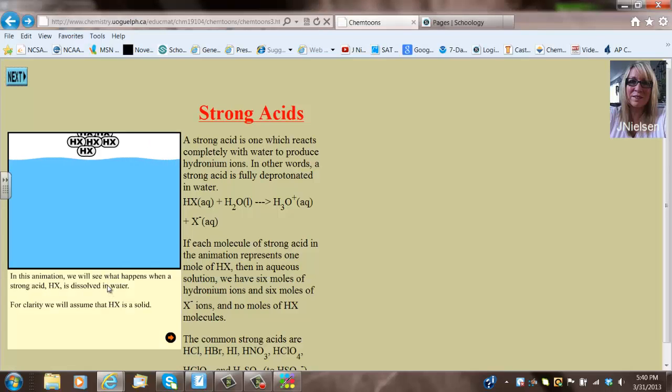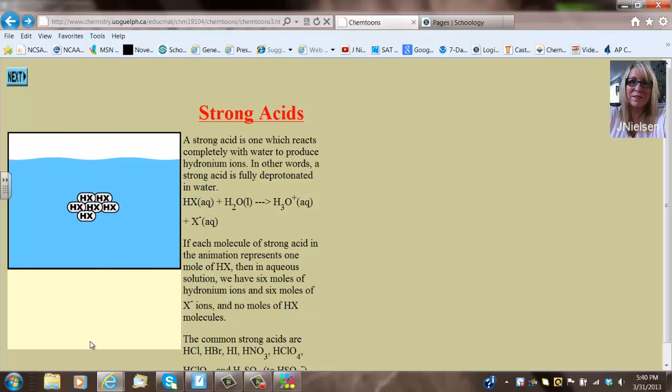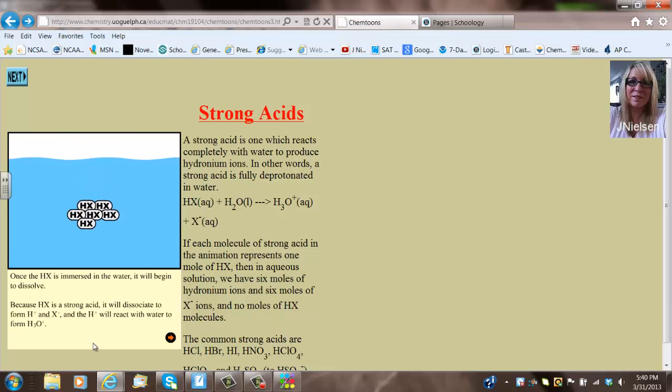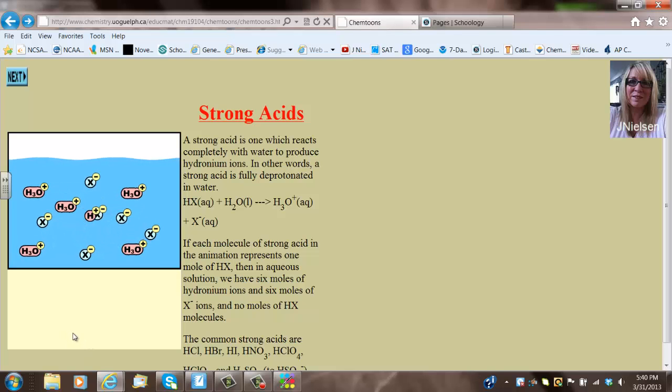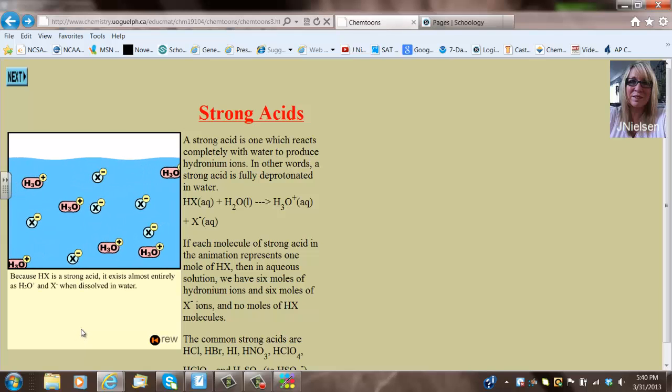If we were to look at strong acids, what happens to them in solution, this animation will show you that as soon as HX hits the water, it dissolves, and the H instantaneously reacts with the water to produce H3O. It's in the water, it starts to dissolve, and immediately the H combines with the water to make H3O. You can see that the H+ is present instantaneously and then reacts with the water.